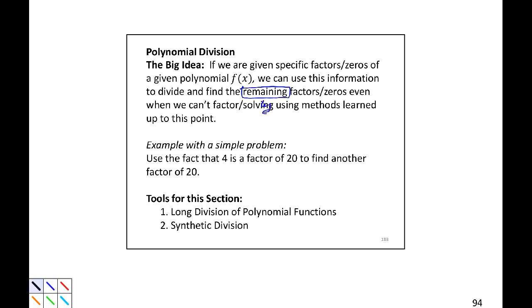Our first example is use the fact that 4 is a factor of 20 to find another factor of 20. Think about that. What would you need to do? Well, you could say 20 divided by 4. 20 divided by 4 is equal to 5. So we can say 20 has two factors, 4 and 5. In fact, I can even write this as 4 times 5. Now, we're going to use that same idea with long division of polynomial functions and synthetic division.